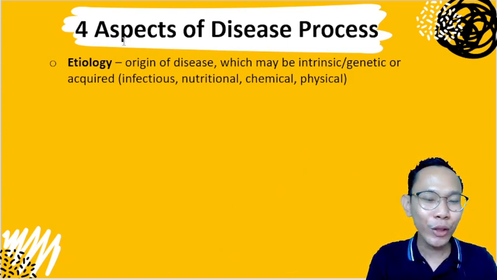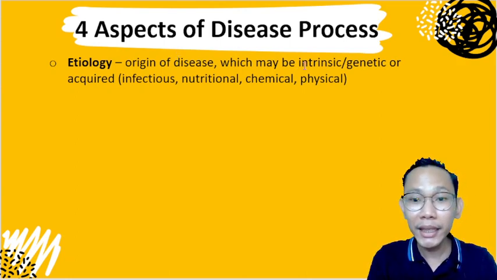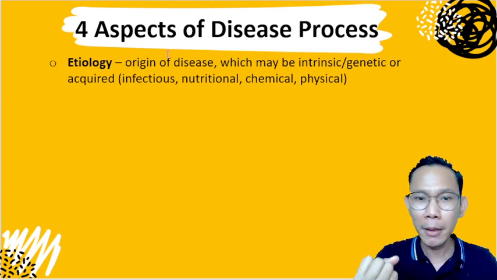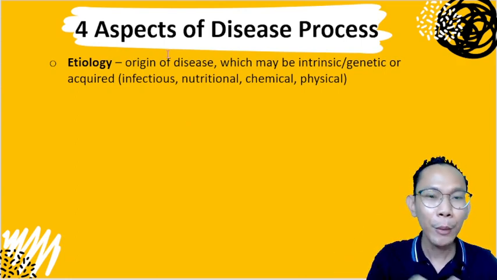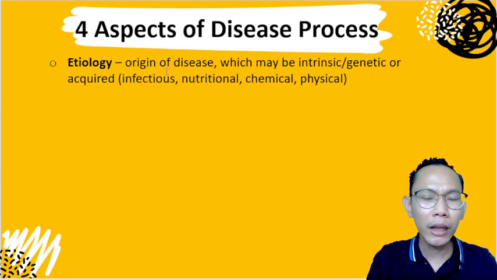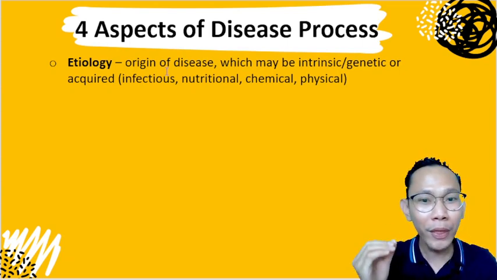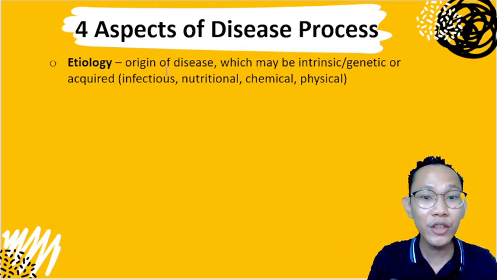So, what is etiology? Again, ito yung sinasabi ko. This is the origin of disease, which may be intrinsic or genetic, or it could be acquired. Pag sinabi nating acquired, it can be infectious. Ano yung mga infectious? Pwedeng bacterial, pwedeng viral, pwedeng fungal. Nutritional, pwedeng in excess or deficient. Remember, you can have a certain disorder whether you have an excess or deficient of a certain nutrition, right?